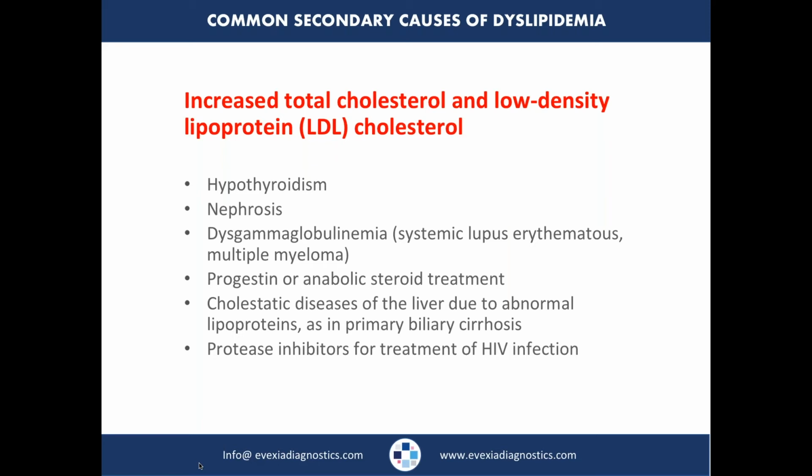consider. Certainly hypothyroidism. There could be a problem with the kidney, known as nephrosis. There may be systemic lupus erythematosus. That's an autoimmune disease. Next, if the patient is taking progestins and anabolic steroids, if there's a problem with the liver, and with some treatment, if the patient is being treated for HIV with protease inhibitors, that is going to create an increase in total cholesterol as well as an increase in low density lipoproteins. I just want you to be aware of these secondary conditions that are involved with dyslipidemia.